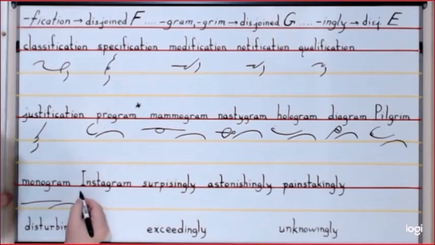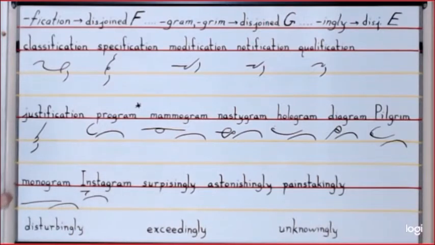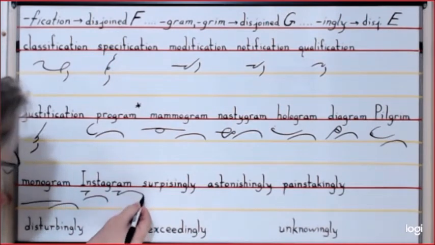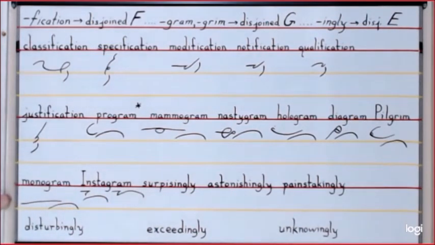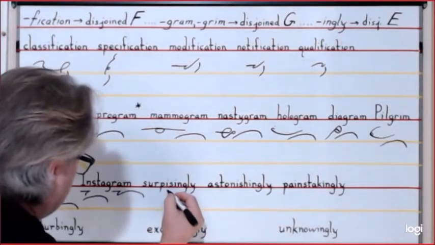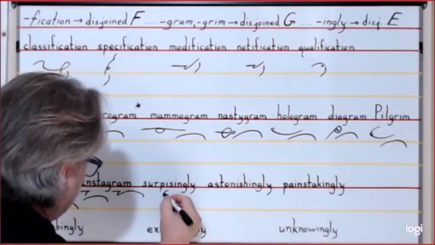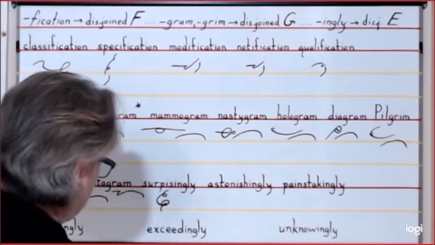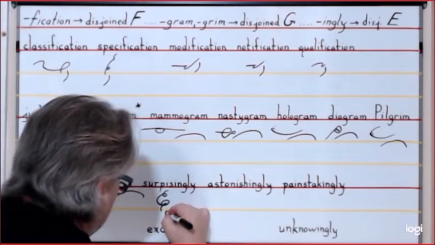Instagram is an N-S, disjoined G. But you can also write the G together with this, N, S, and then join it, G, as well. Surprisingly is an S-E-P-R-I-S, and then a disjoined E.